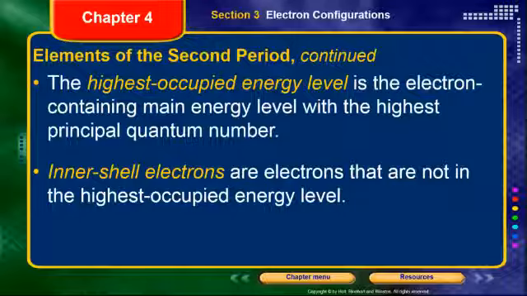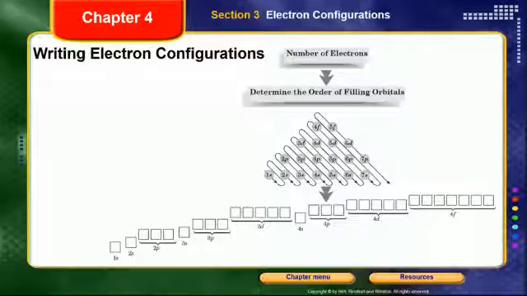principal quantum number. Now, anything below that in value, anything below that main energy level, below that principal quantum number, contains what are considered inner shell electrons. These are electrons that are not in the highest occupied energy level. And energy levels are very, very important. How high energy a certain set of orbitals are is very important to satisfying our Aufbau principle.